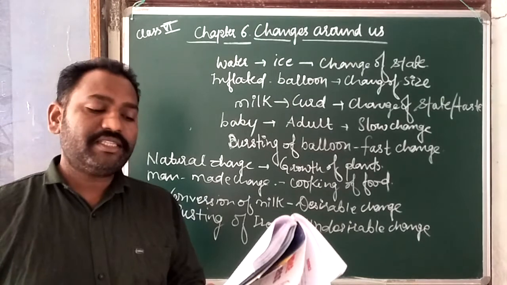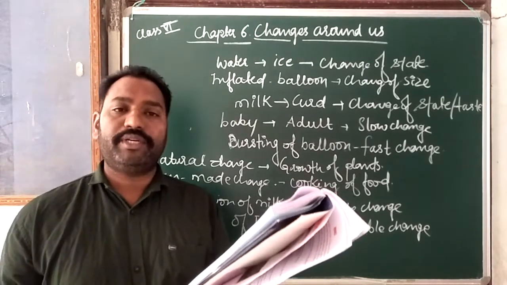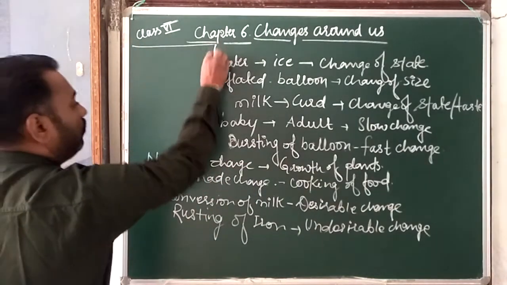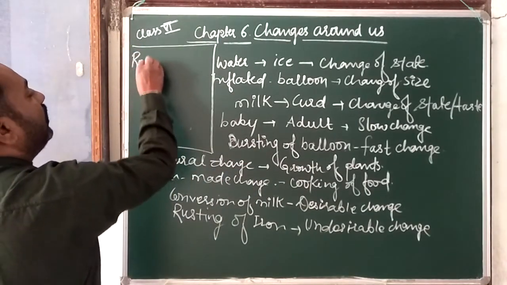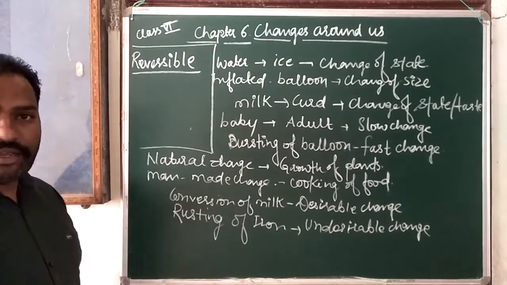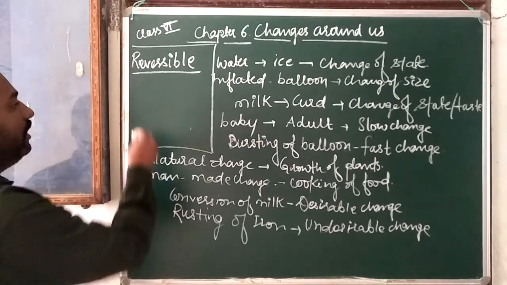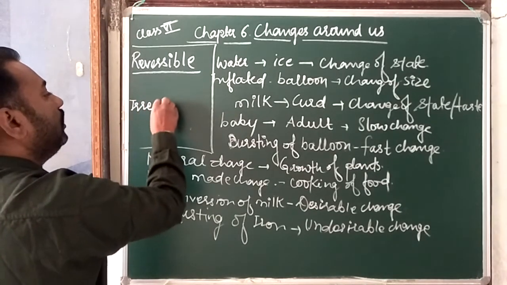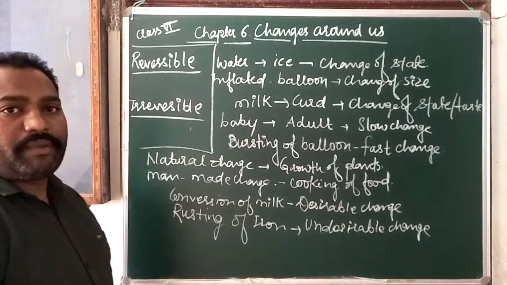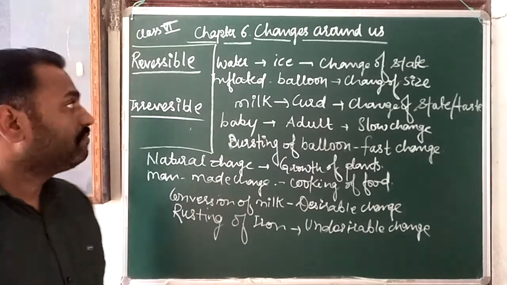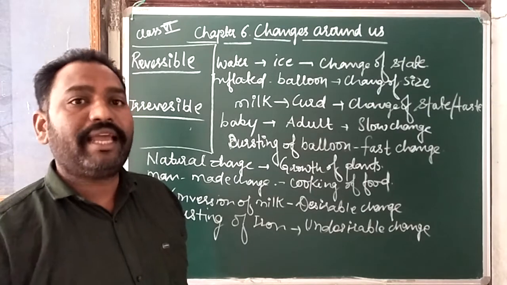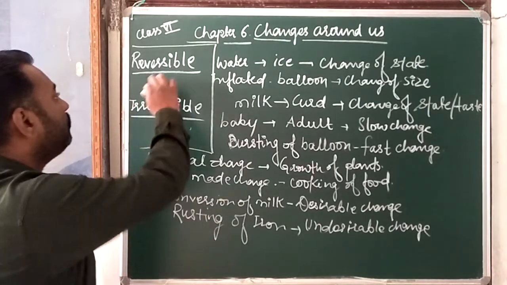Look, a change is reversible if the substance can be brought back to its original form. So what are the differences between the reversible and irreversible? If the substance is changed and gets its earlier form again, then it will be a reversible change, like change of water to water vapor, change of ice to water. So this is the reversible change, because we again get water from the ice.